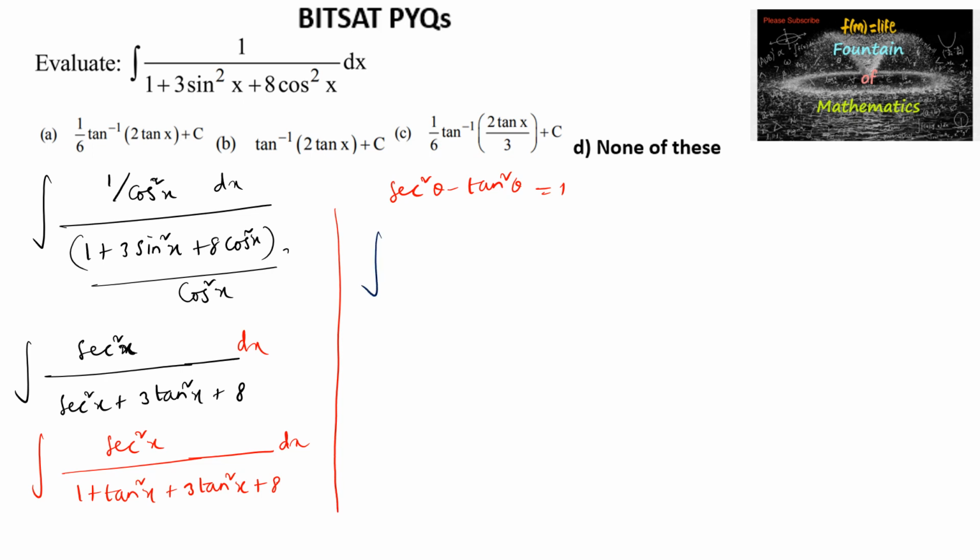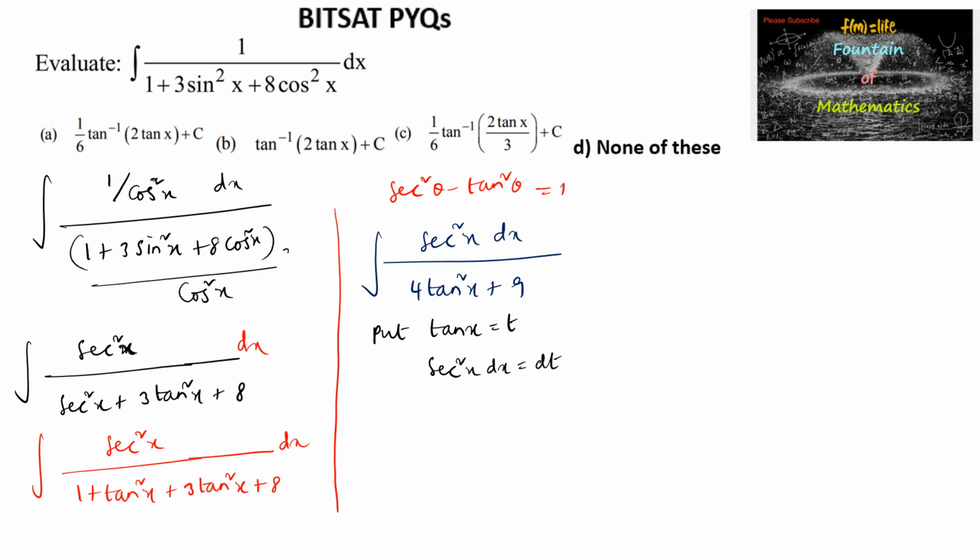So the integral, or here we can write, secant square x dx upon 4 tan square x plus 9. Put tan x equal to t. So we get secant square x dx equal to dt. So the integral dt upon 4t square plus 9.